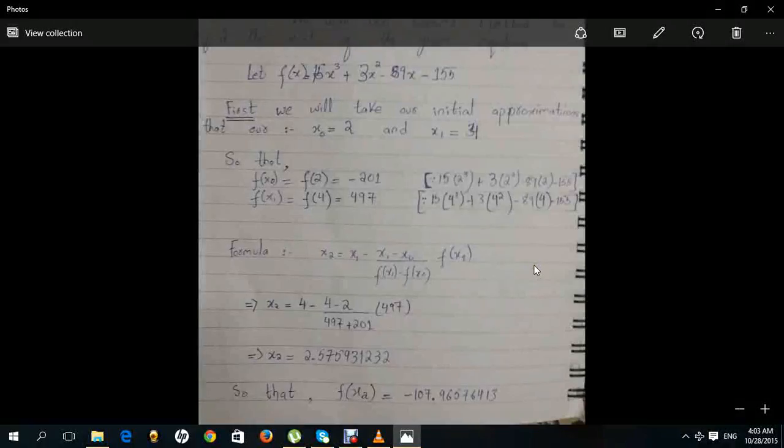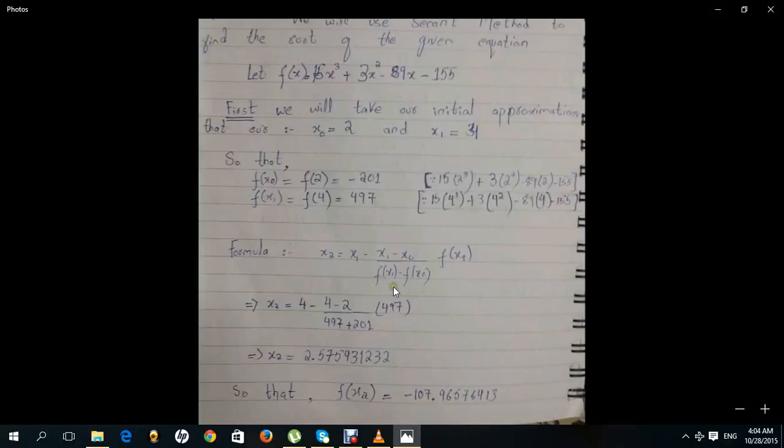The main formula of this method is given below. As you can see, x2 is equal to x1 minus (x1 minus x0) over (f(x1) minus f(x0)) times f(x1). x2 is basically our root, x1 and x0 are the approximations we have assigned, and f(x1) and f(x0) are the values we get after putting our approximations into the equation.